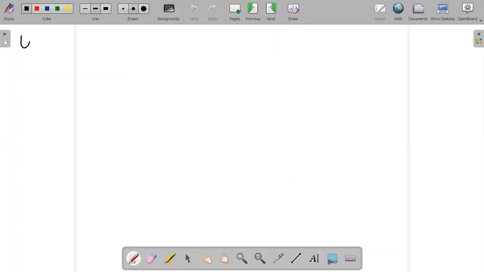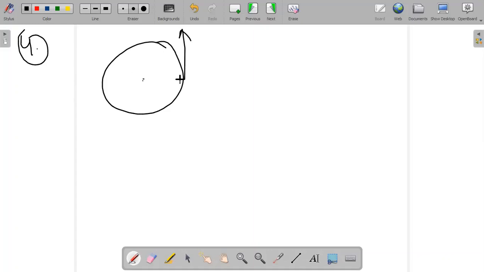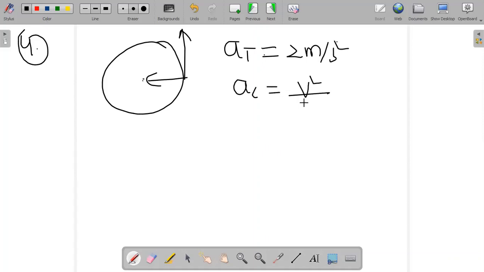Okay, so we are solving question number 4. In a circular motion, we know there are 2 types of acceleration. One is tangential acceleration, the other is centripetal acceleration. Now in this problem, the tangential acceleration given is 2 meters per second square. Now I need to calculate centripetal acceleration, which is equal to v square by r. And for the total, I need to take the vector sum of these two, and that will be the correct answer.